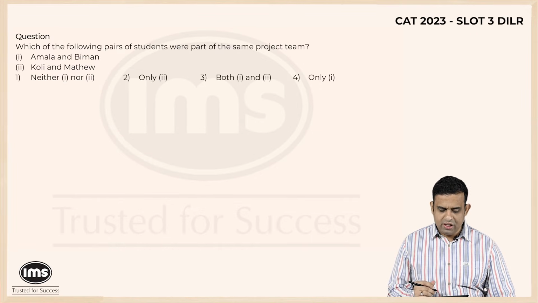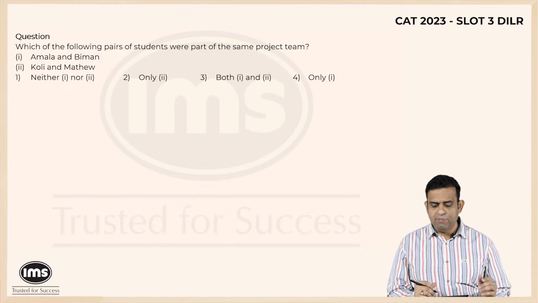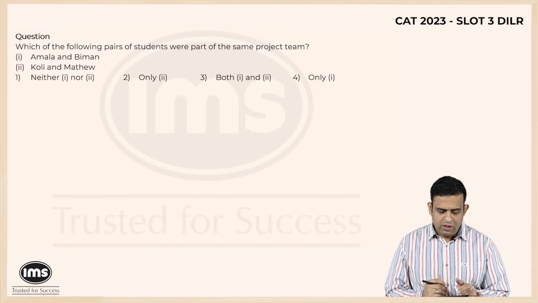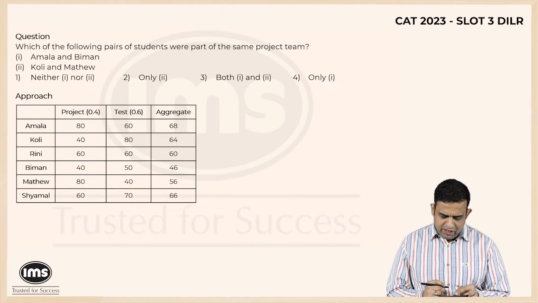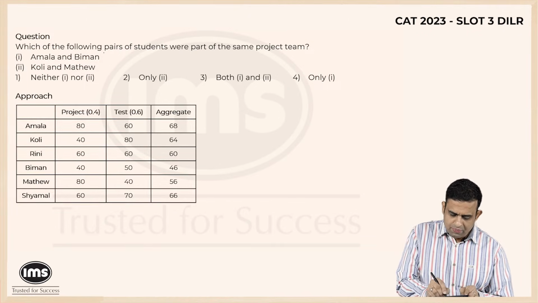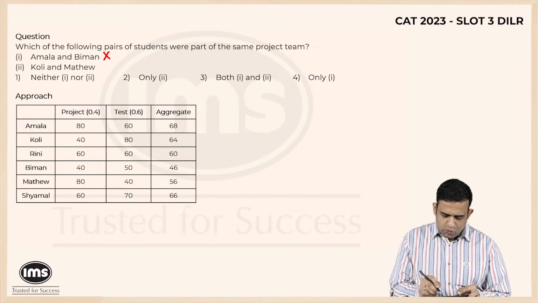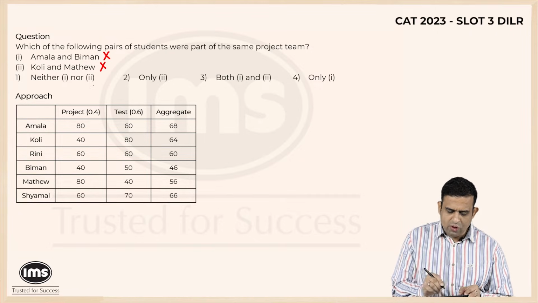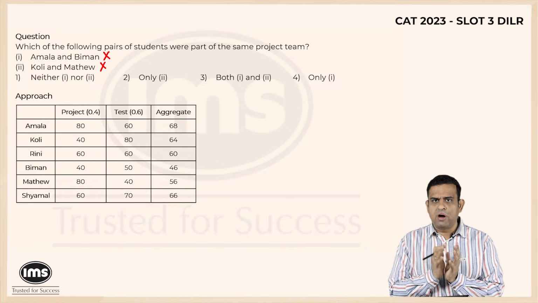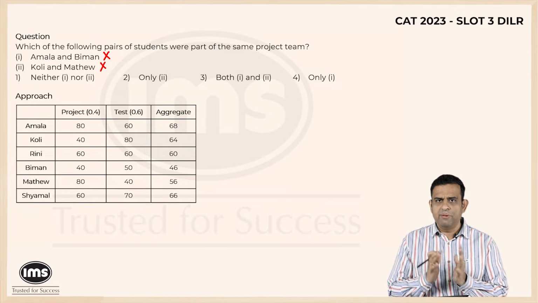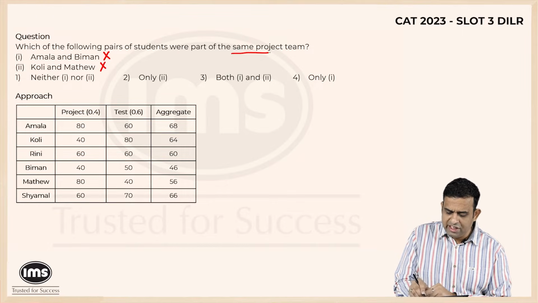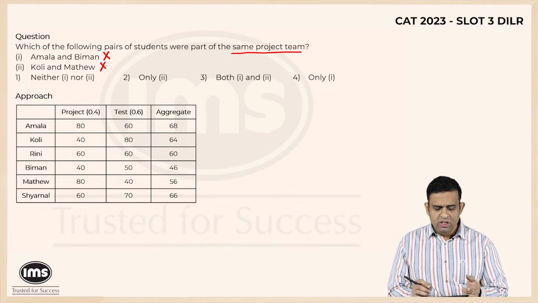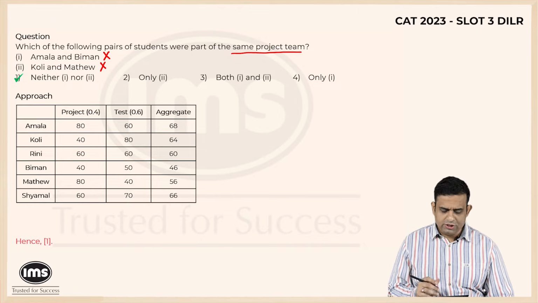And then it is asked, which of the following pairs of students were part of the same project team? Amla and Biman is wrong. Kohli and Matthew again is wrong. What does that mean? Amla and Biman are not part of the same group. Similarly, Kohli and Matthew also are not part of the same group. But we need to find the pair who are in the same project team. So one can say neither one nor two, and hence one can mark option number 1 over here.